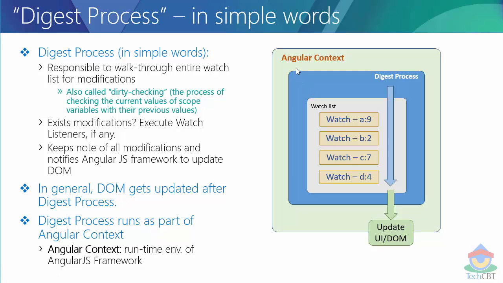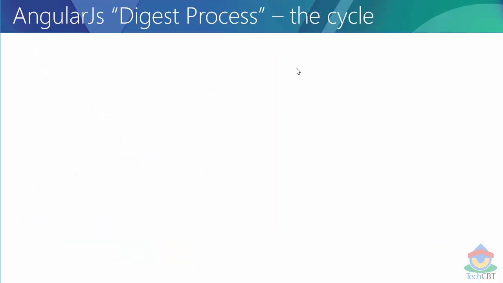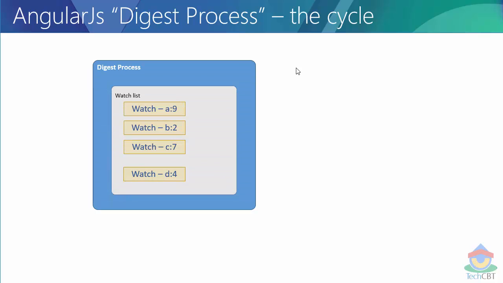So now that we have some understanding of the digest process, in very simple words, we need to go into the depth of this digest process and see how it can serve Angular applications much better. So imagine I have a digest process with a watch list of 4 watch variables. And imagine there are a couple of watch listeners associated with a couple of watches.